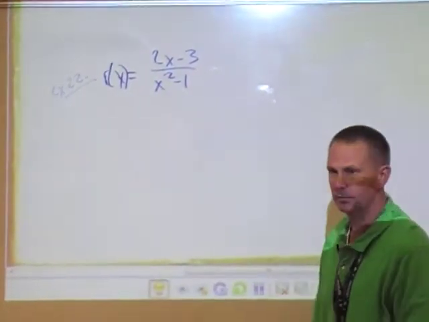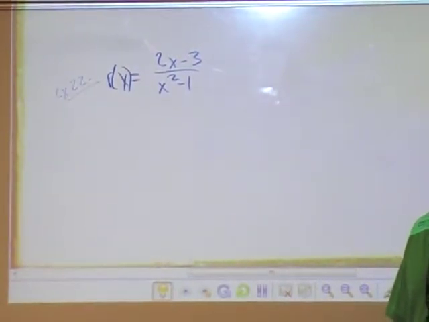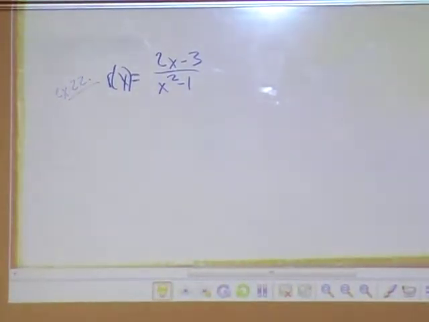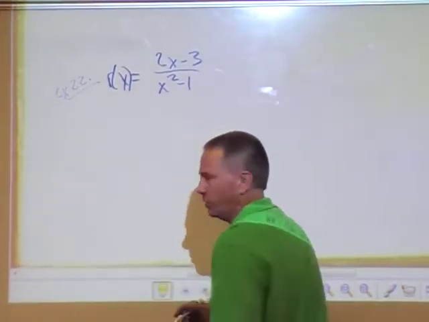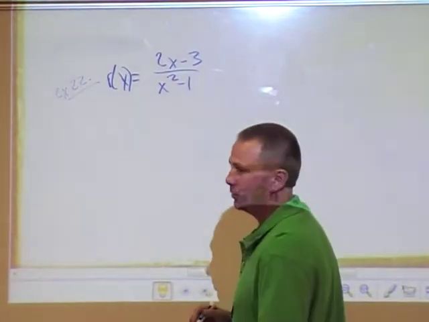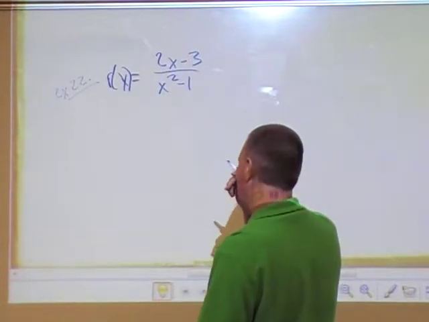What? Can't see it. Okay. What do you mean you can't see that? Oh, it's in the glare of the bulb? Oh, that's too bad for you. It's 2x minus 3 at the top, x squared minus 1. Okay? Does it help if I pull the screen down? No. Okay.